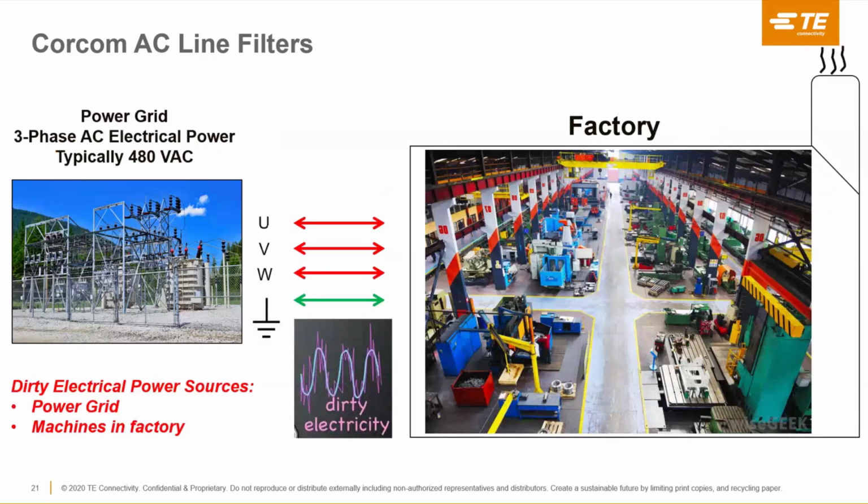So, to relate it to the AFGs a little bit, for example, you have a power grid, the 3-phase AC electrical power, depending on what country you're in, but typically in the United States it's a 480 VAC system. So you have the dirty electric power coming off the power grid, going into a machine, or going into a factory, excuse me.